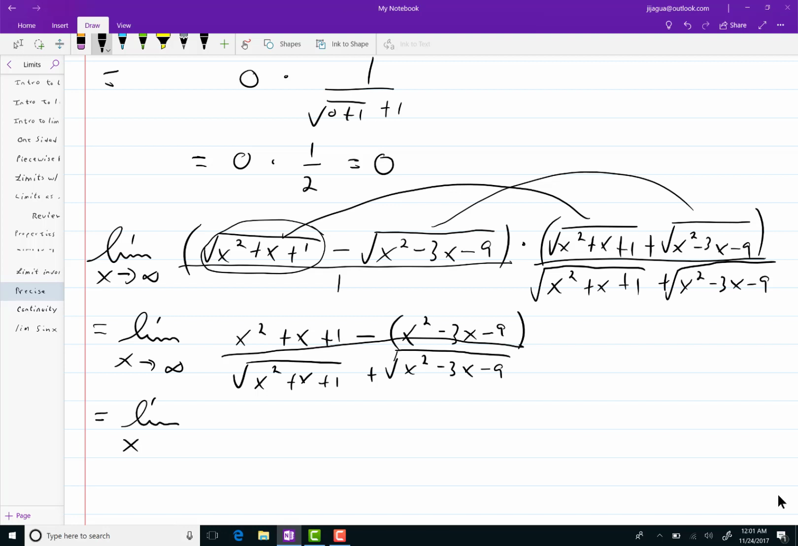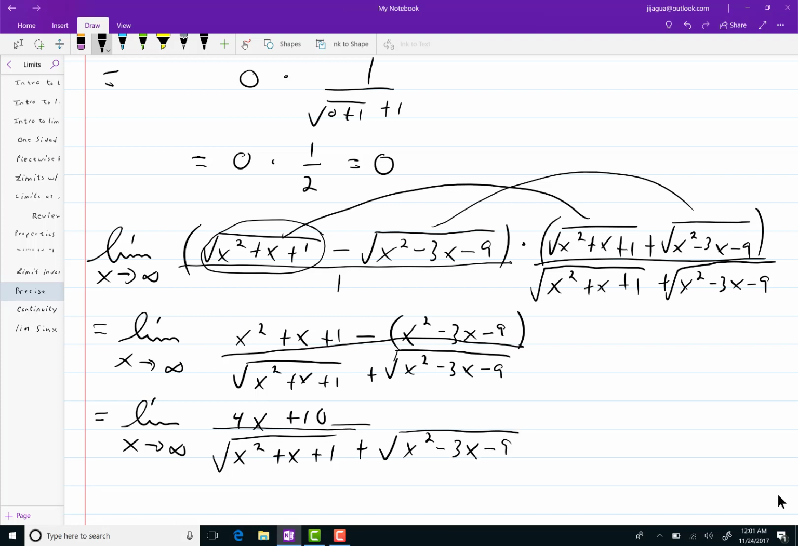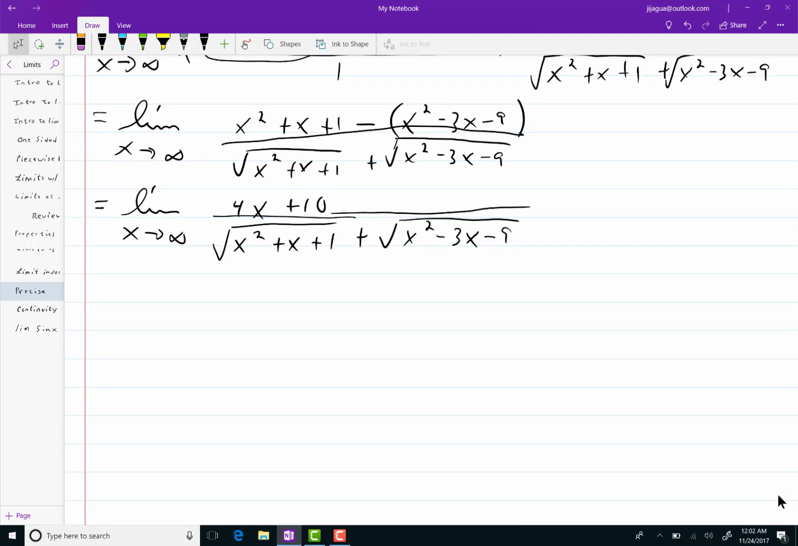A lot of stuff cancels out here, so let me go ahead. Actually, not as much as I thought. The limit as x goes to infinity. The x squareds cancel, which is the important thing. I'll be left with 4x plus 10 divided by the square root of x squared plus x plus 1 plus the square root of x squared minus 3x minus 9. Let me increase the vinculums to account for all these things.